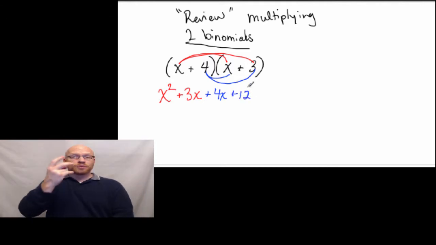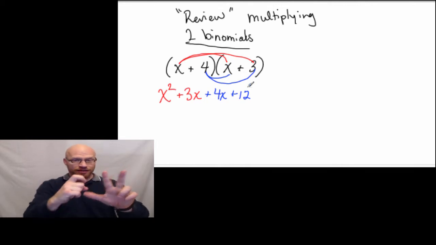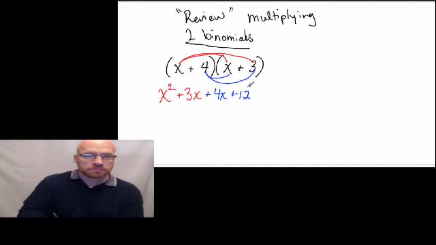So in our red and our blue, we can see what we have. We have 4 terms. Now we have to look at the like terms. We can see in the middle here 3x and 4x. And when we add them together, combine them, they become 7x.